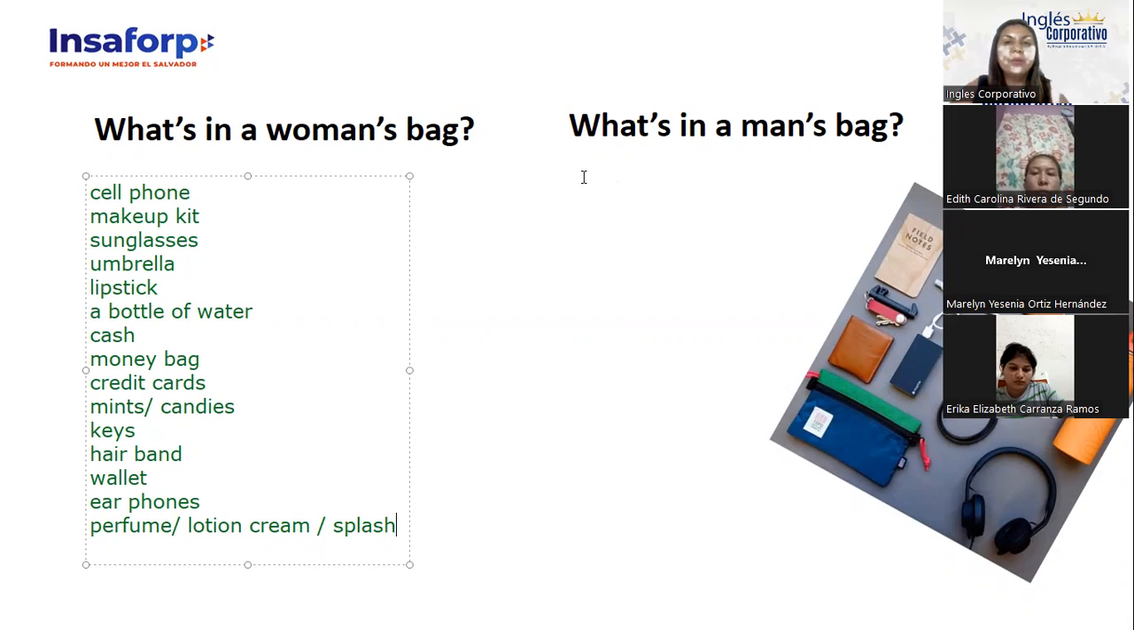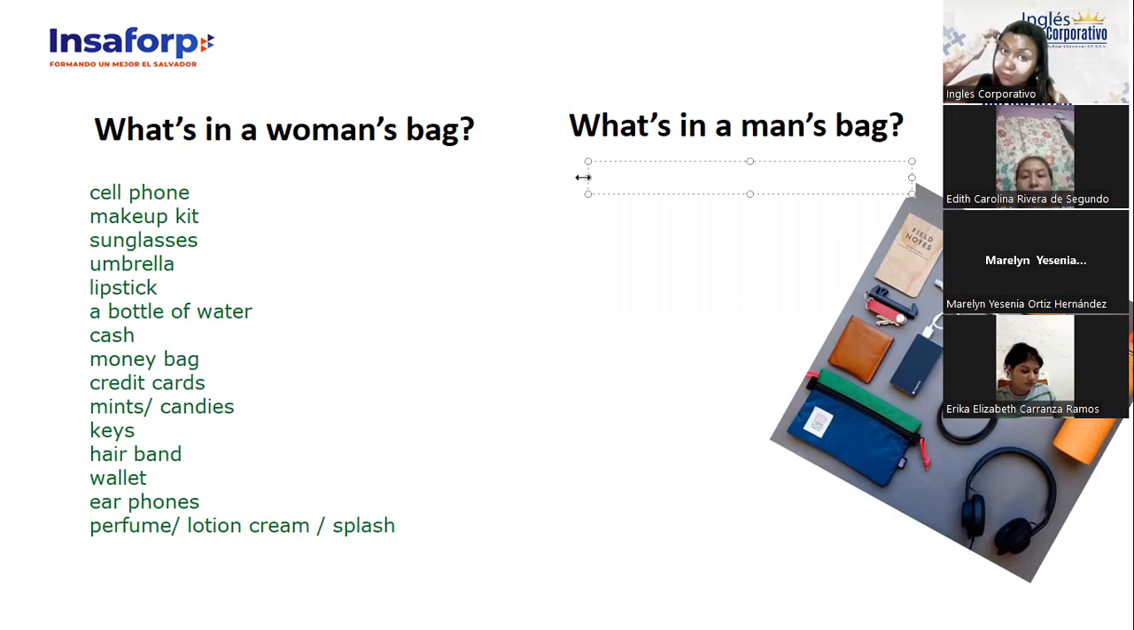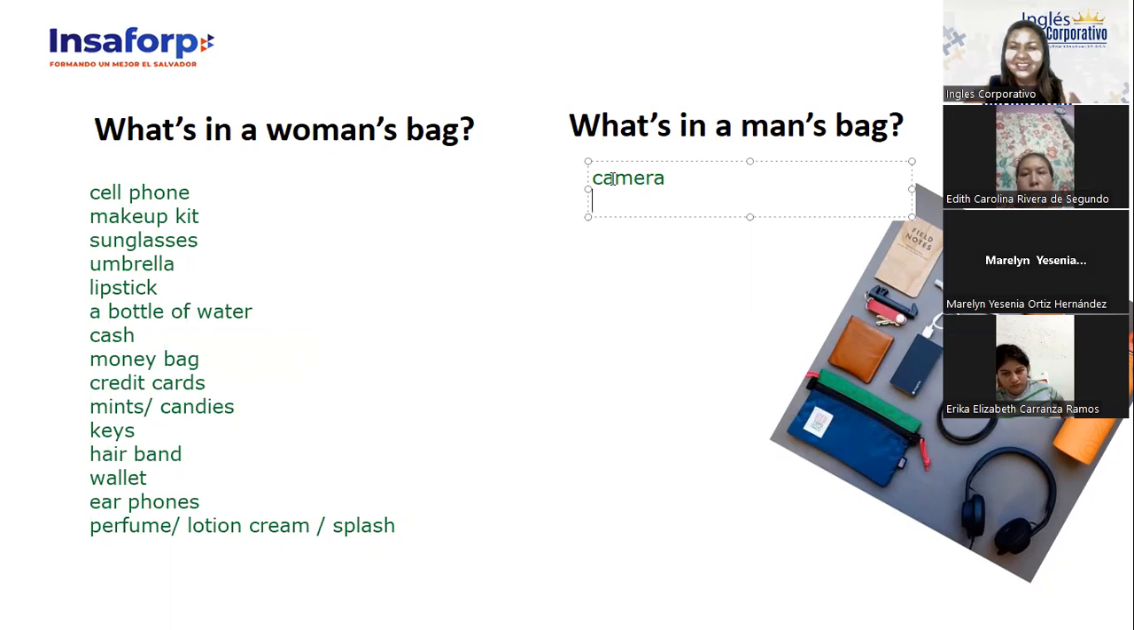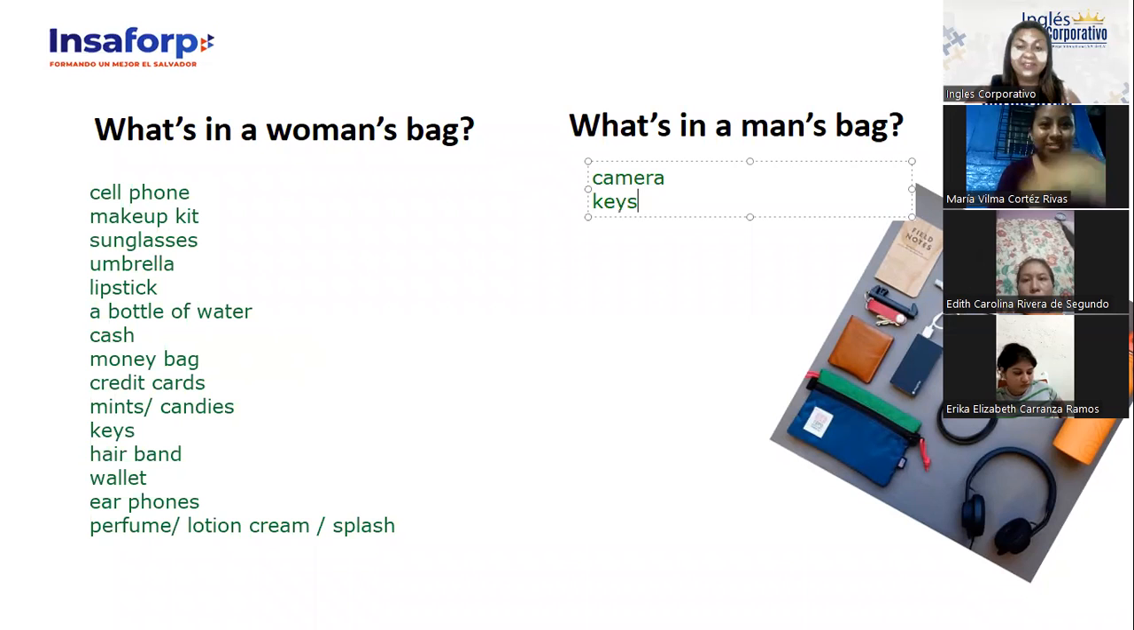Very nice. What's in a man's bag? Hammer. Can you repeat, please? A camera. Okay, a camera. Case. Okay, what kind of case? Laptop case. Pencil case. Decía llaves. Keys. La pronunciación de llaves en inglés es similar a la de beso. Keys. Okay? What else?